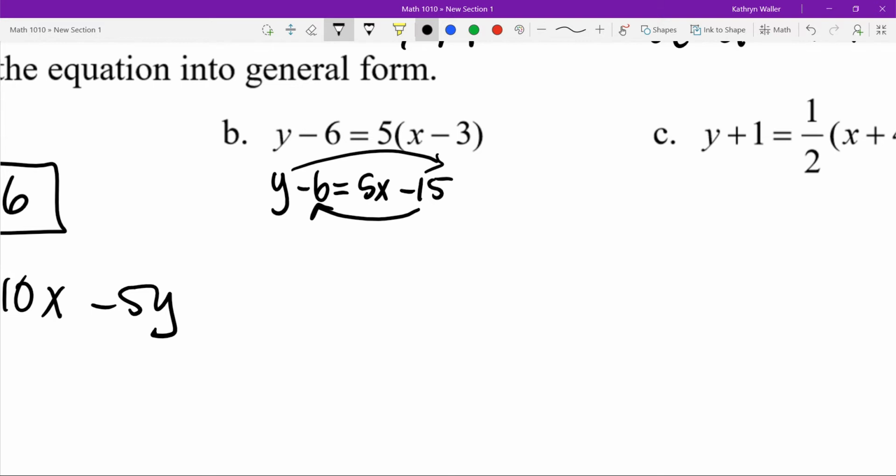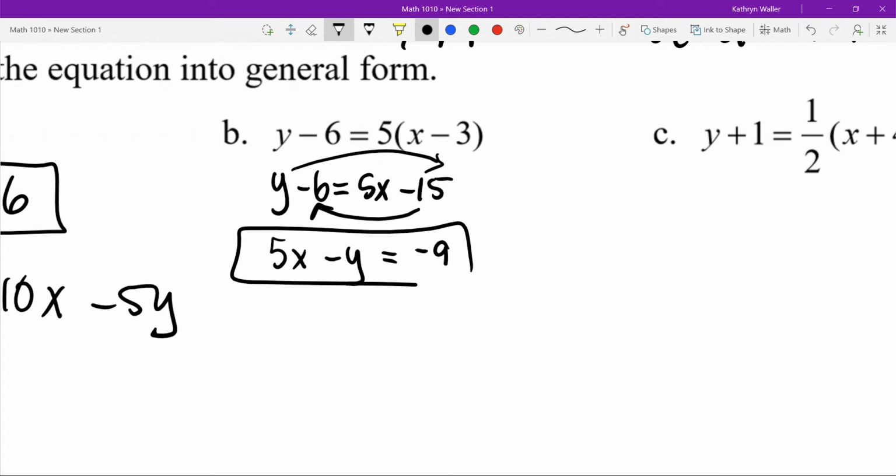Okay, so just think about it like this. On one side, I have a 5x and a negative y. On the other side, a negative 15 and a positive x is a negative 9. There's my answer. So I move 2 things and I switch the sides. If it confuses you, then don't do it.